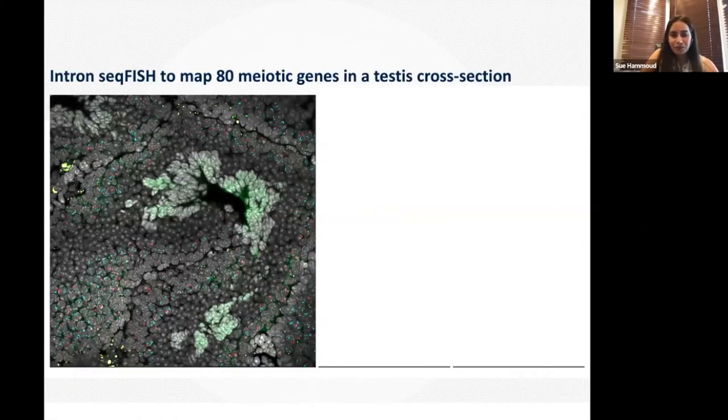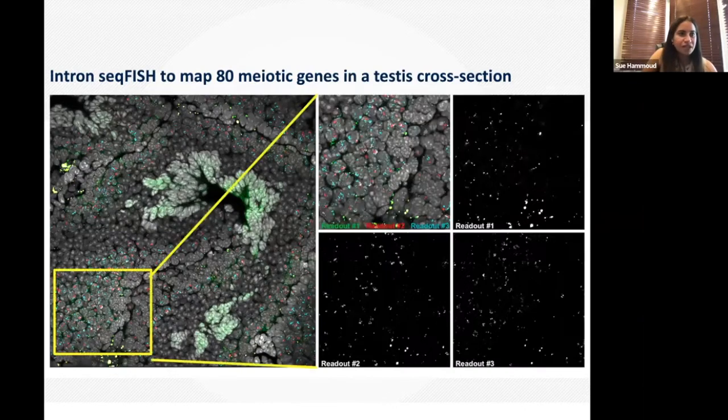We've piloted this approach and began analyzing 80 meiotic genes in the seminiferous tubule of the testes, but these are very preliminary analyses and will be expanded to a larger panel of genes.